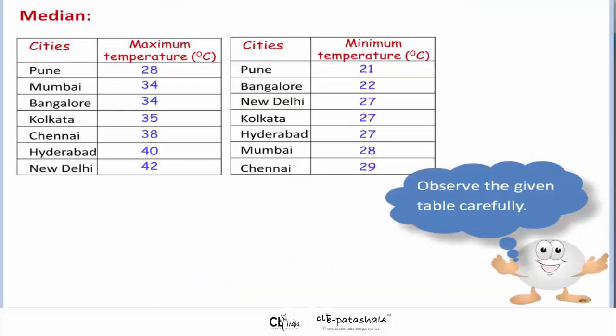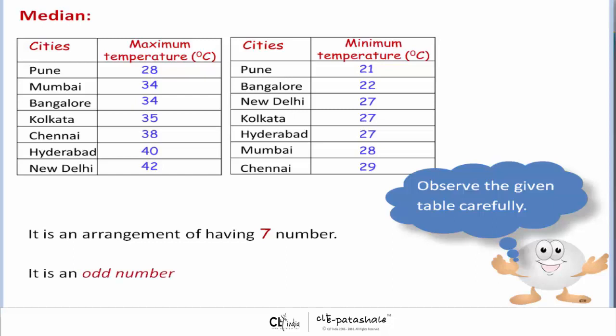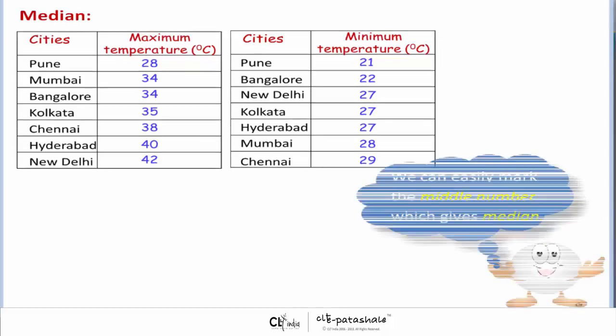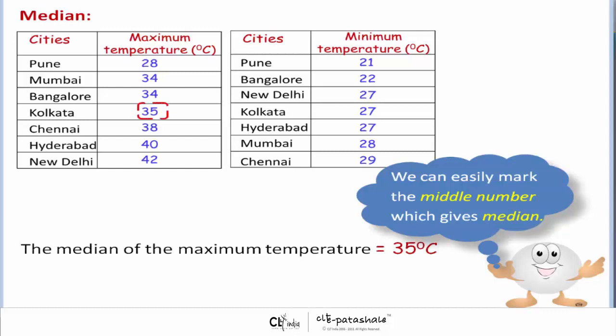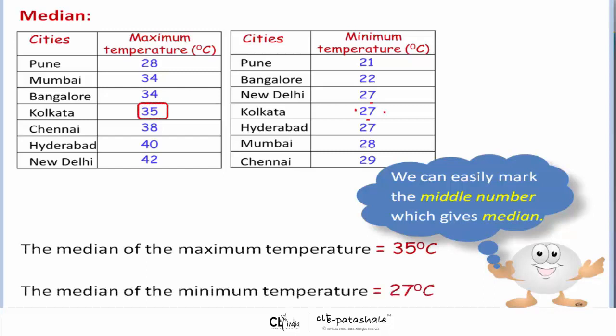Observe the given table carefully. It is an arrangement of 7 numbers. It is an odd number. We can easily mark the middle number, which gives us the median. So, the median of the maximum temperature is 35 degrees Celsius and the median of the minimum temperature is equal to 27 degrees Celsius.